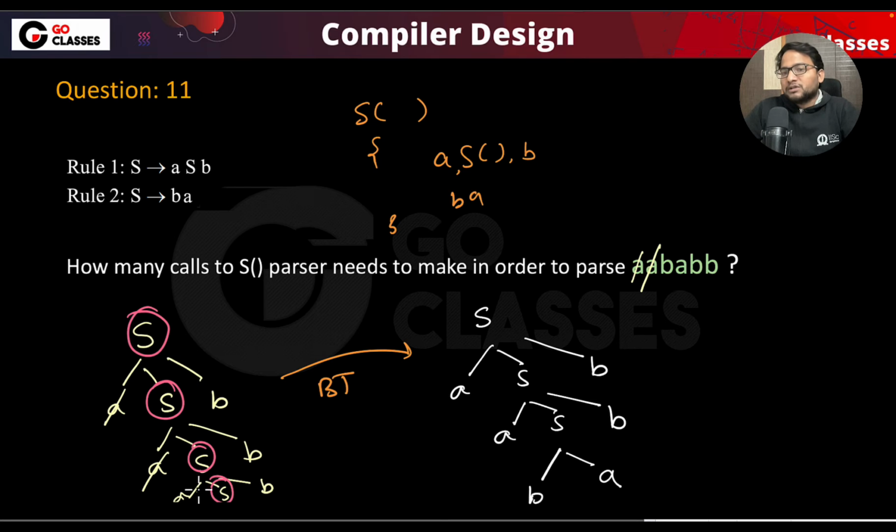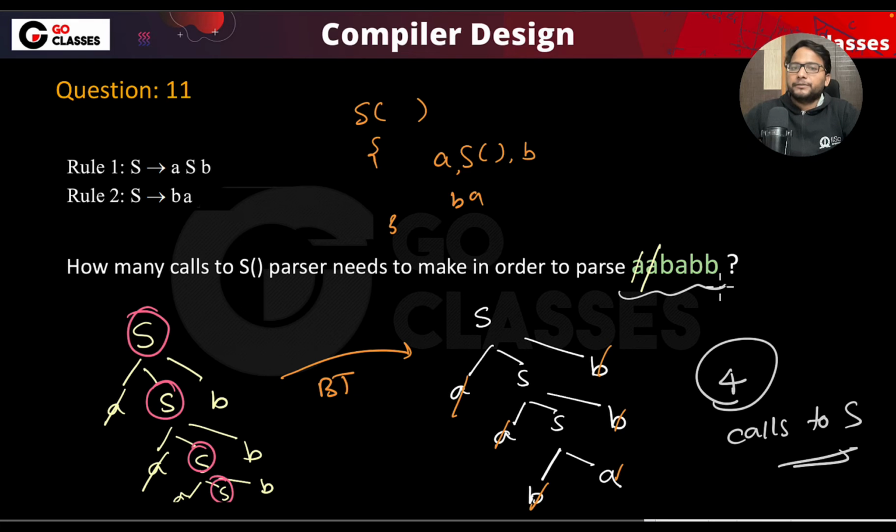So only 4 calls have been there till now. So A was matching. This B is matching. This A is also matching, and then this B and this B are matching. So everything is matching. So only 4 calls, right? Not 5 calls or something. So 4 is the answer, right? 4 calls to S in order to parse this particular string. Easy, but very good question. I hope you understood.